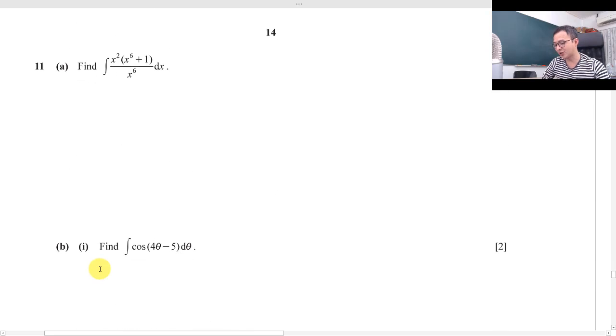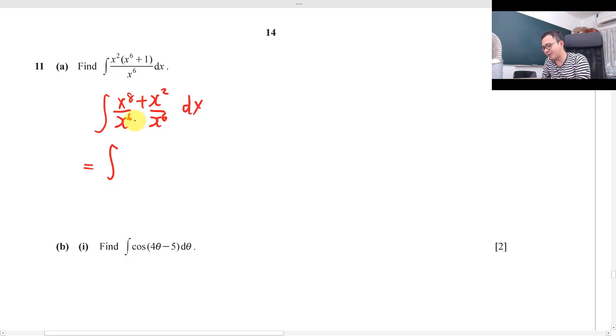Alright, finally we go to the last question here. Yeah, this integration you can't do straight away because it looks very complicated, but you just need to simplify them. This is x to the power of 8 plus x squared over x to the power of 6. Alright, so I simplified them. This one will give me x squared plus 1 over x^4 dx.